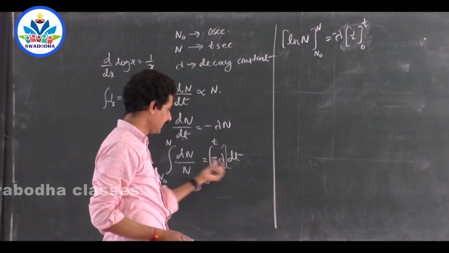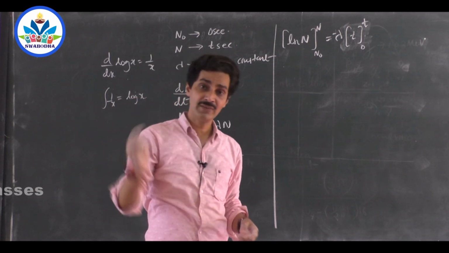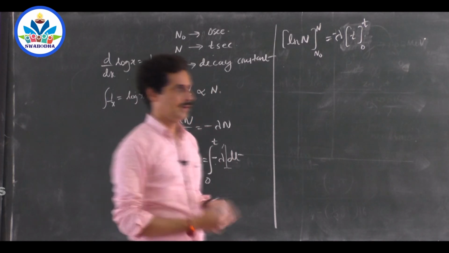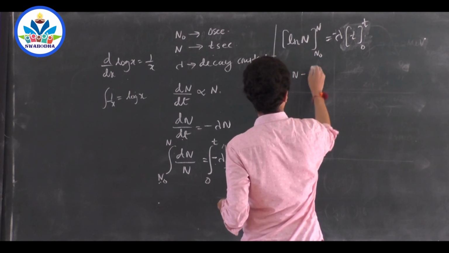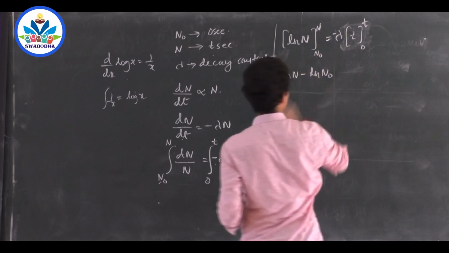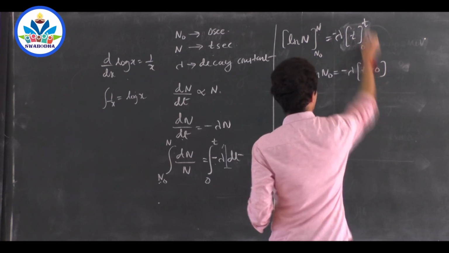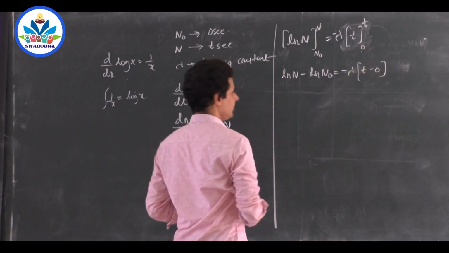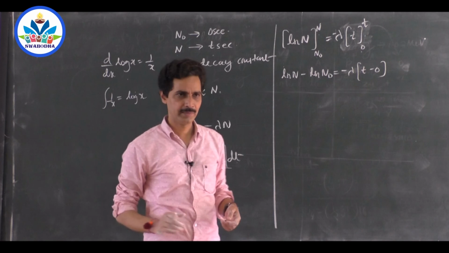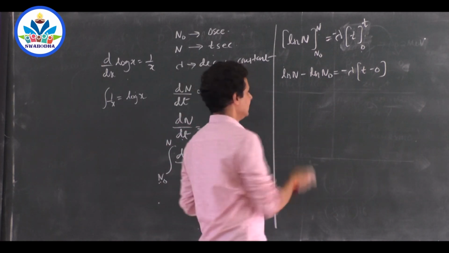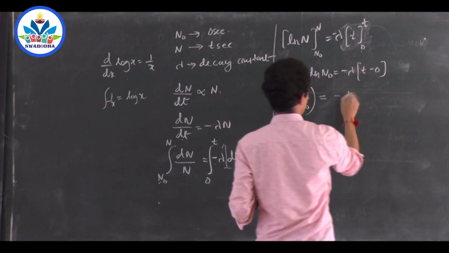Integration of 1 only. Minus lambda outside the integration because it is a constant. Integration of 1 dt is t, because differentiation of t is 1. So integration of 1 is t. Okay, put the limits. Upper limit ln n minus ln n naught, upper minus lower, is equal to minus lambda into t minus 0, upper limit minus lower limit, that is lambda t. Now you know log a minus log b is equal to log a by b. Here it is ln, log to the base e. So ln n by n naught is equal to minus lambda t.